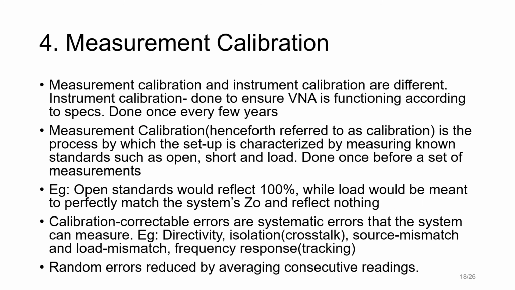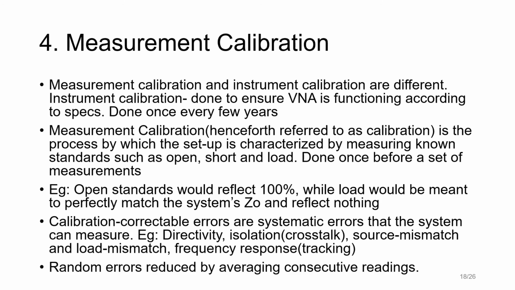We will now look at measurement calibration. The word calibration refers to doing something in order to remove much of the inherent errors in the system. There are two types of calibration in this context. One is measurement calibration and two is called instrument calibration. To ensure that the VNA is functioning according to the specifications, once every few years, the VNA is sent back to the manufacturer so that they can perform calibration on the internal structures of the instrument. This is known as instrument calibration.